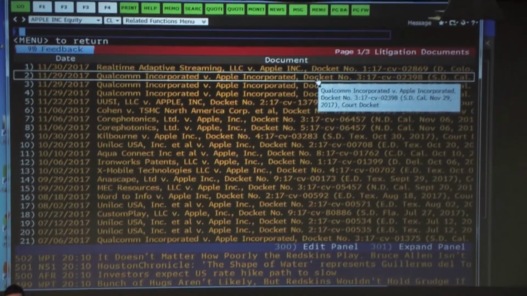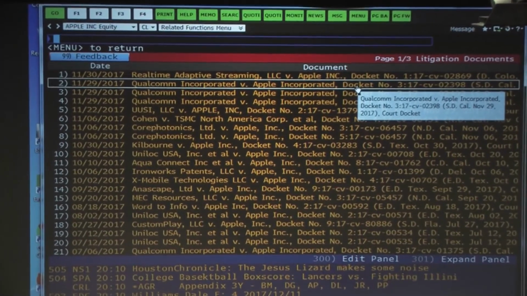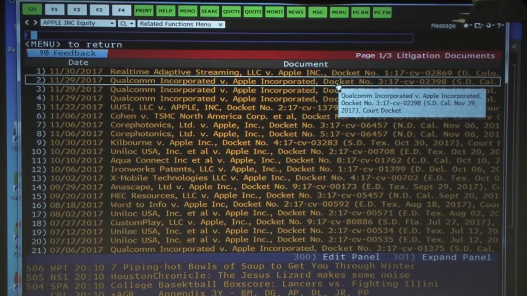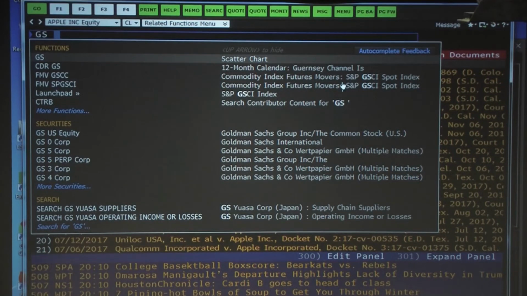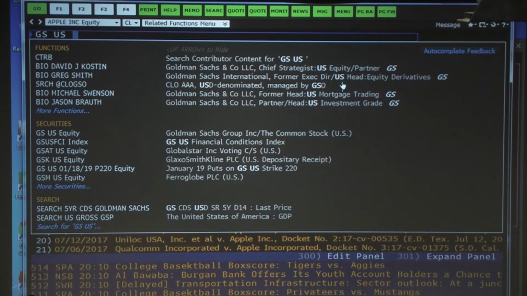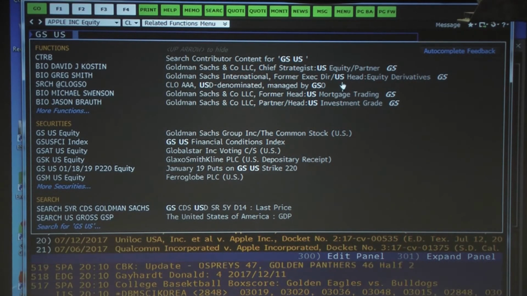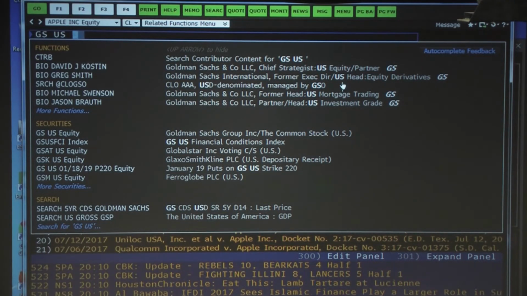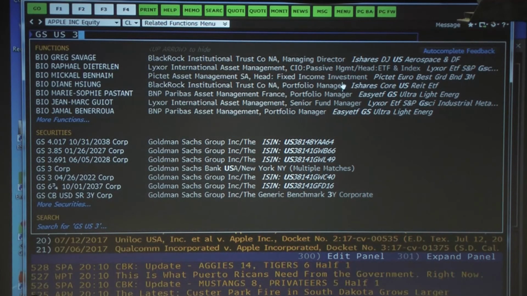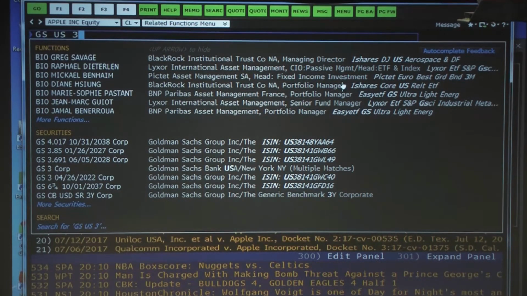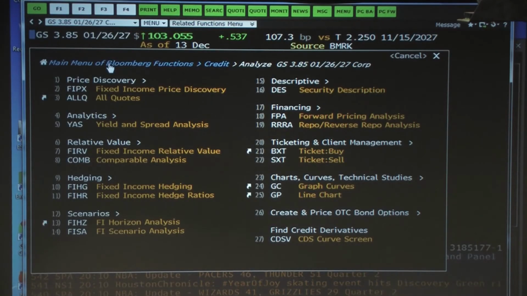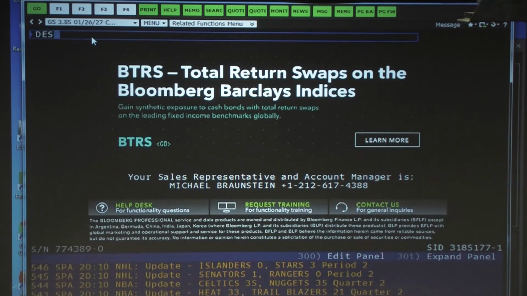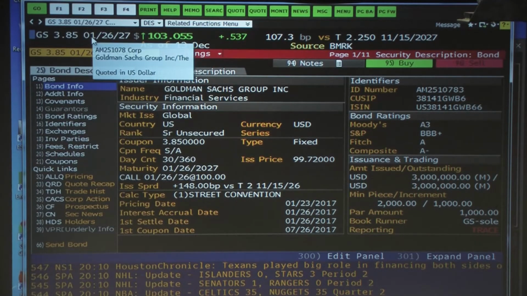Can anyone give me a different company this time? Something unique. Okay, so let's see, Goldman Sachs. So GS. If we enter in GS, we enter in US. Okay, so in the securities tab this time, let me just see. Okay, yeah, this works perfectly.